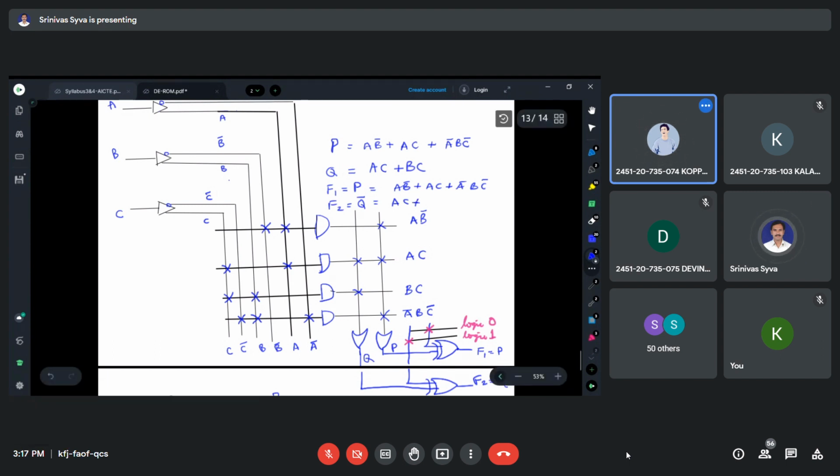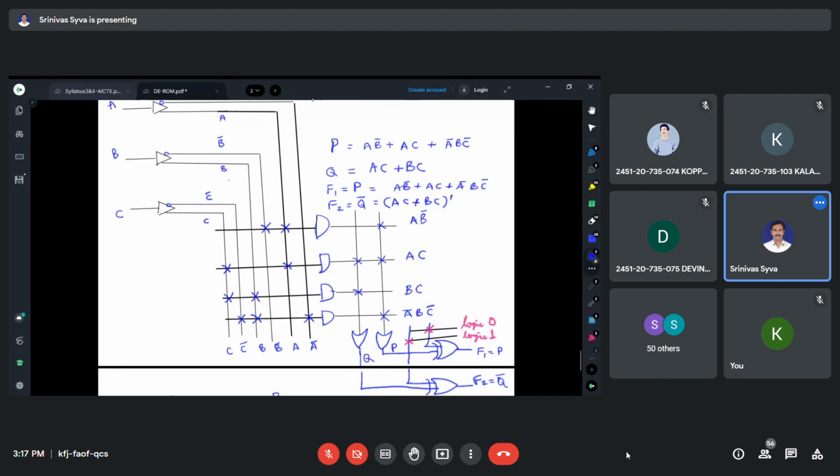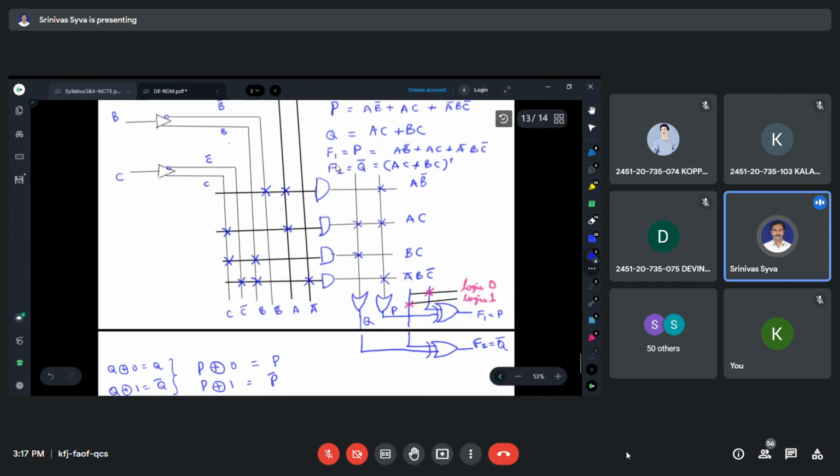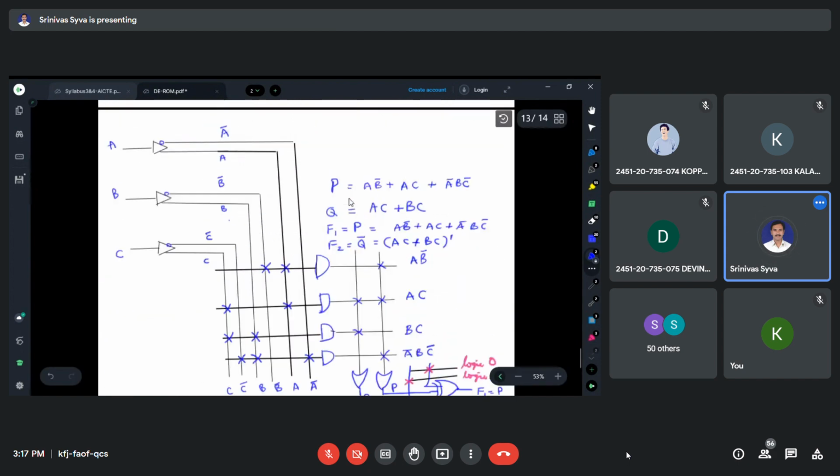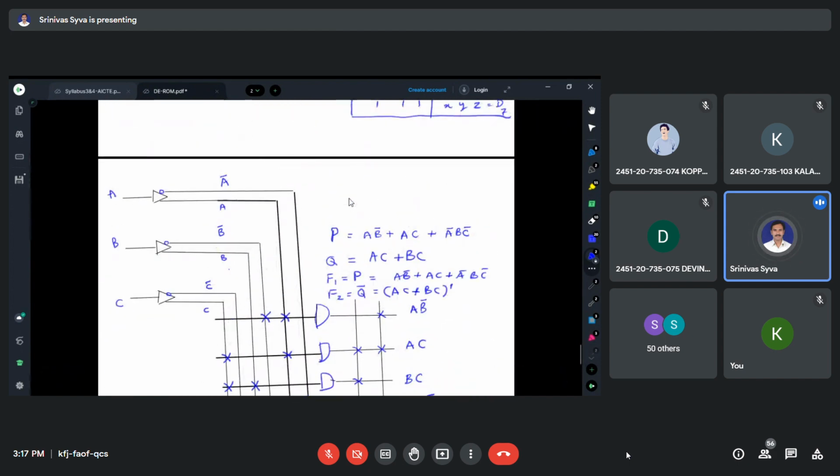I will close. Okay, AC plus BC, this is whole bar. So like this. So these are the structure of the PAL. One example I have shown you. We will continue this discussion later.